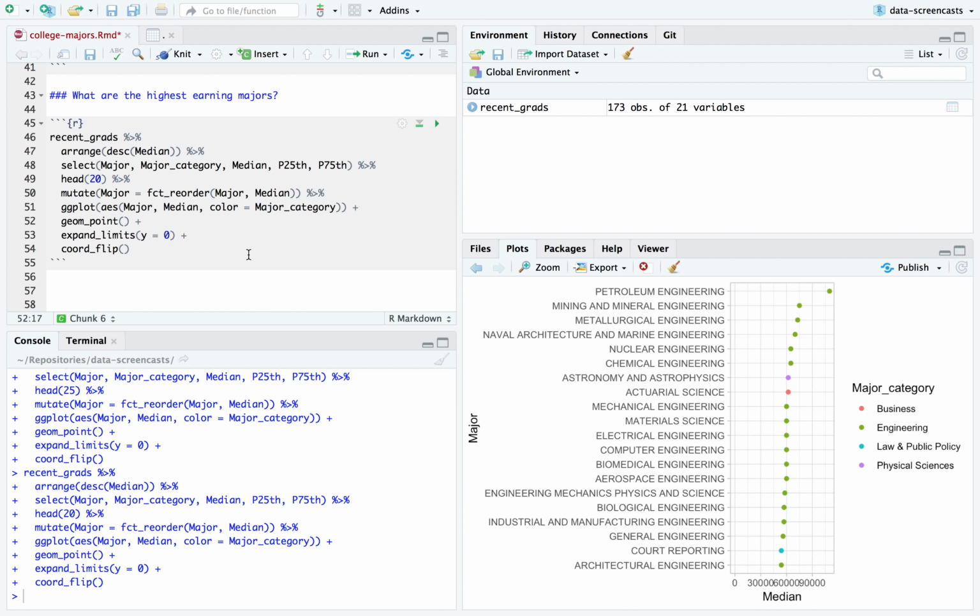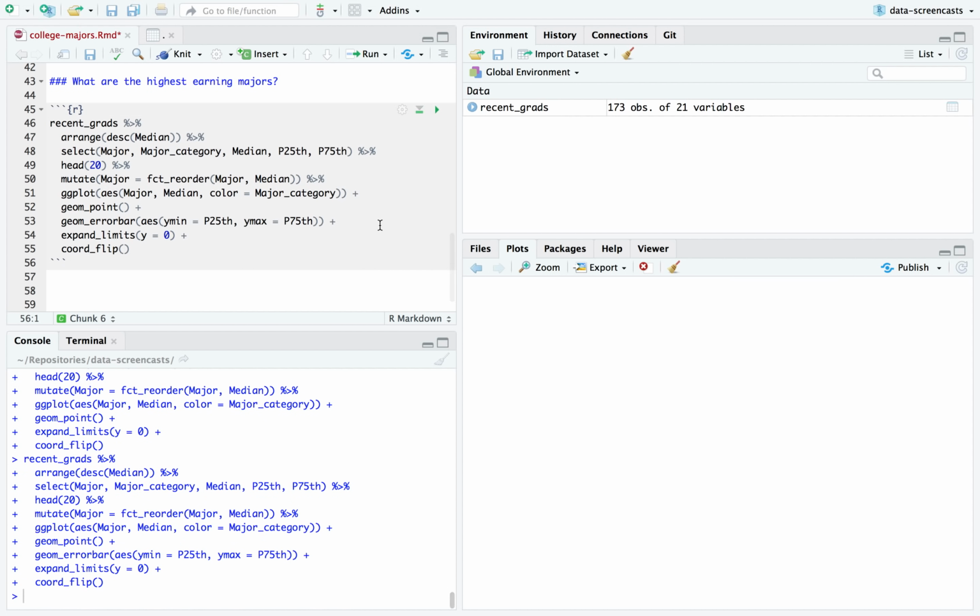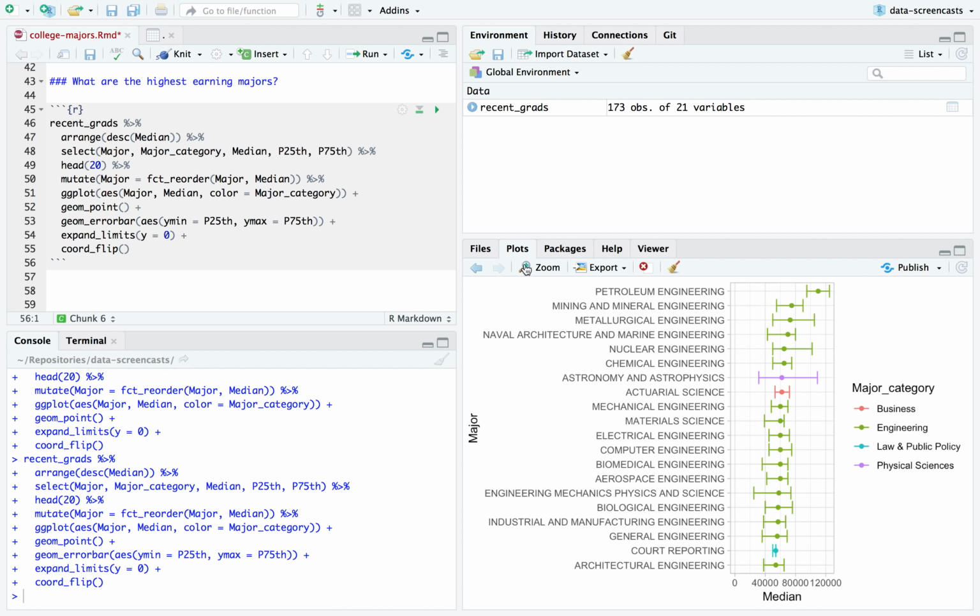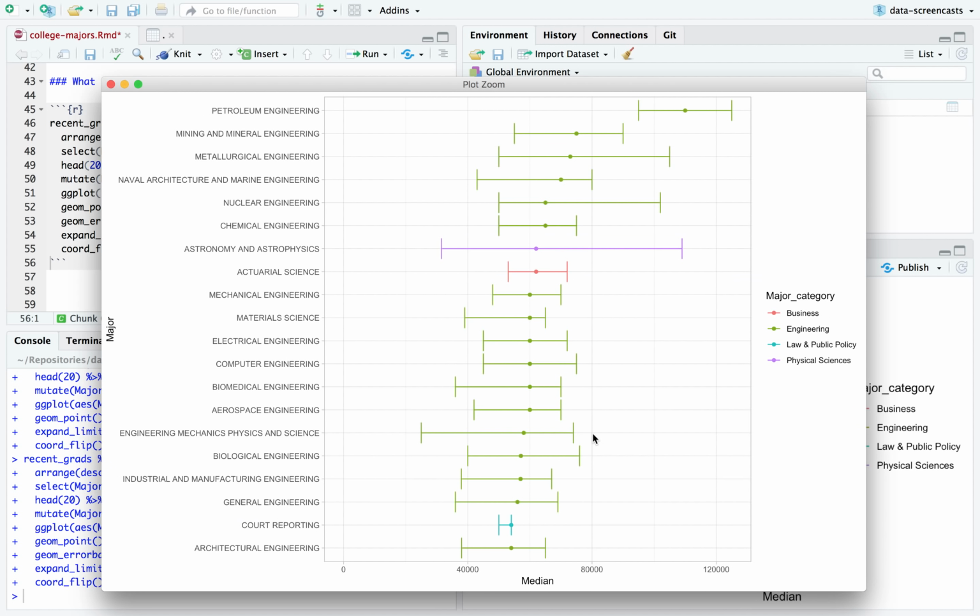Here I have the 25th and 75th percentile. An error bar is perfect for showing that. So I do y min equals P 25th and y max equals P 75th. And here we go. So that actually gives a much better impression, is a lot of these overlap.